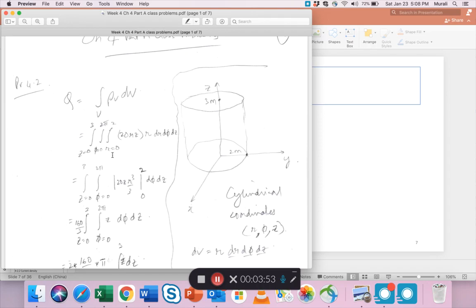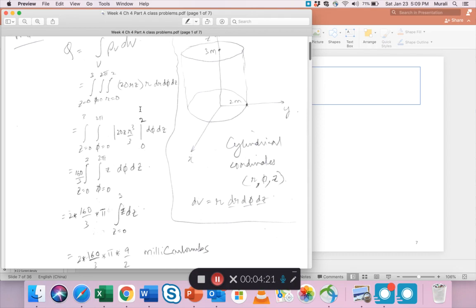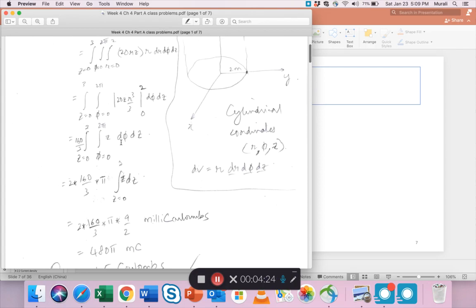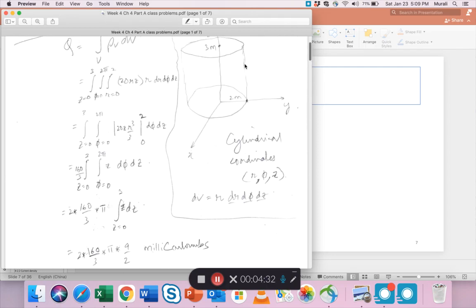So r, the inside one, goes from 0 to 2. That's this, right? Then phi, which is this angle, goes from 0 to 2 pi because it goes all around really. And z is the height, it goes from 0 to 3 because given that it's 3 meters. So applying these three limits and doing the integration one step at a time, you can see the steps here, and it comes out to be 1.5 coulombs inside that cylinder.